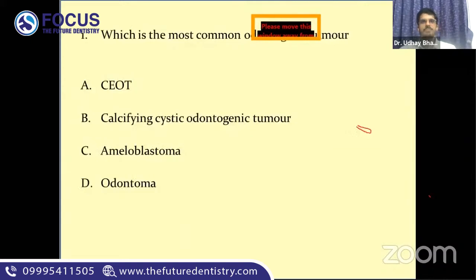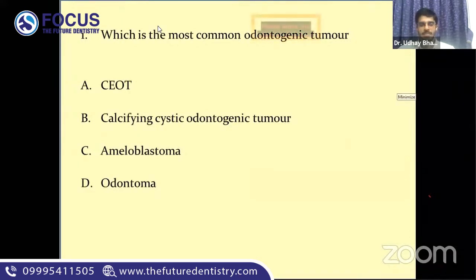On that note, let's move to a few questions. Which is the most common odontogenic tumor? Good. Dr. Amrita is correct. It is odontoma. Odontoma is the most common odontogenic tumor.